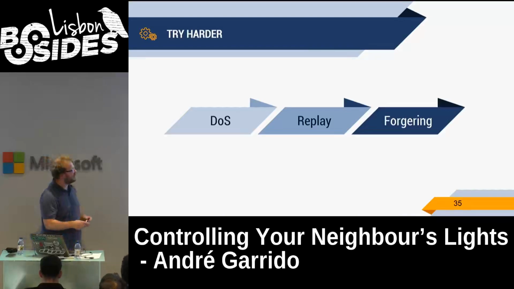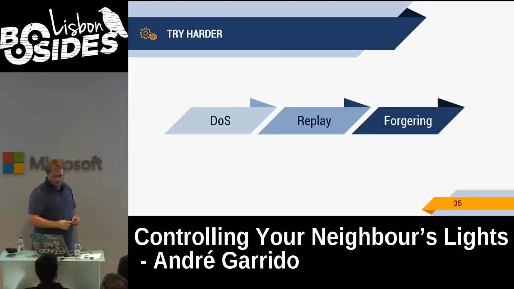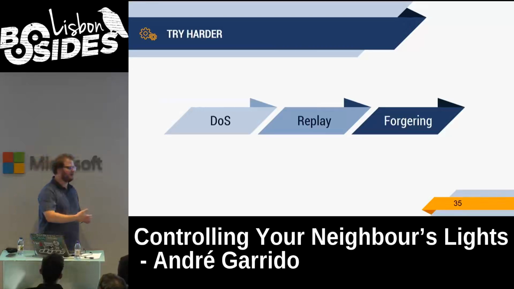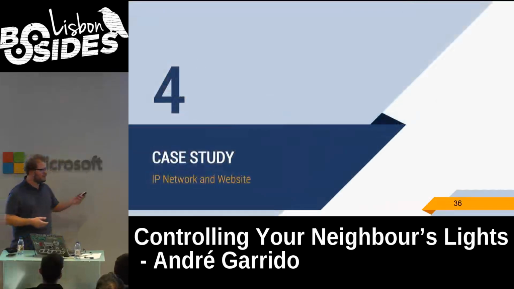Then I did some replay attacks with the same frame counters and different frame counters, did some forging, trying to send different actions, but nothing happened. And this was the end of the study in Zigbee. But I had other areas that I could study. For example, I had the IP network and the website.